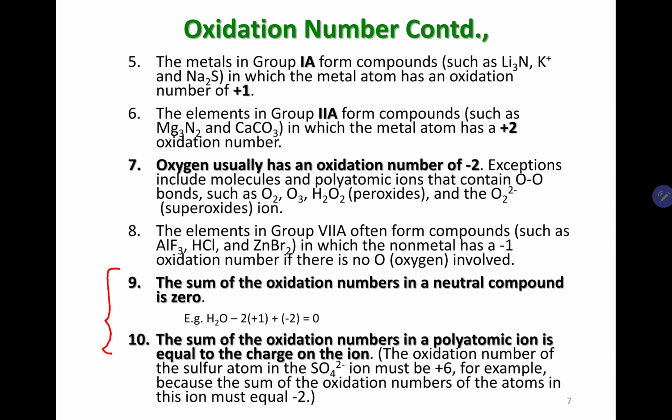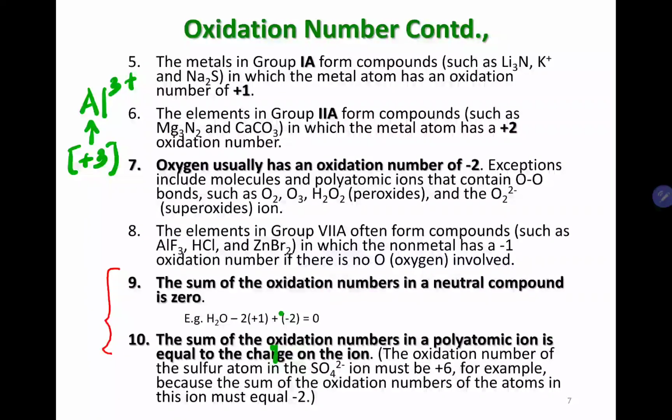Similar to these two, you can also predict the oxidation number of aluminium. Why? Because aluminium always makes a +3 charge. Even though it is not listed as a rule here, usually when aluminium is present in a chemical compound, the oxidation number of aluminium tends to be +3.